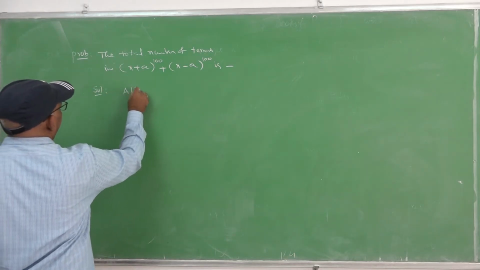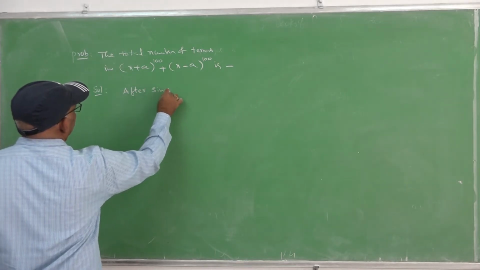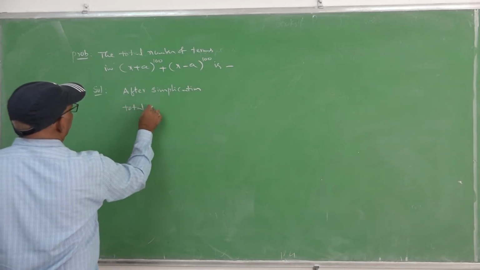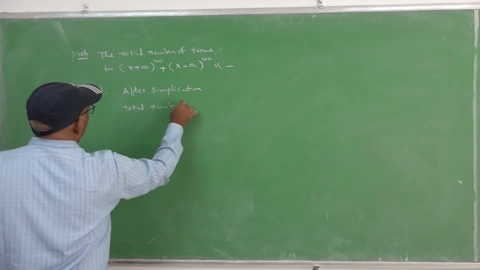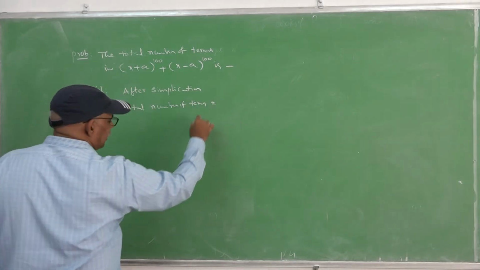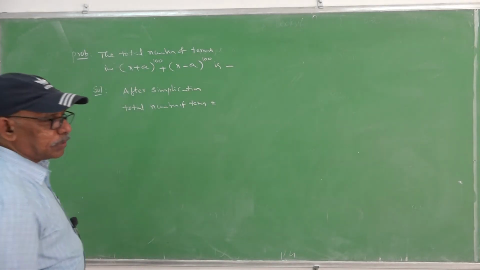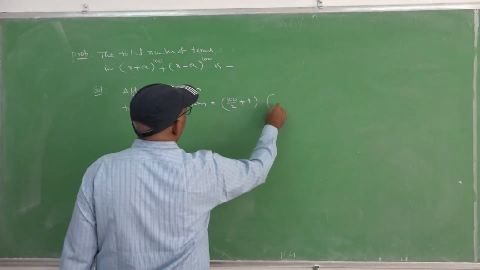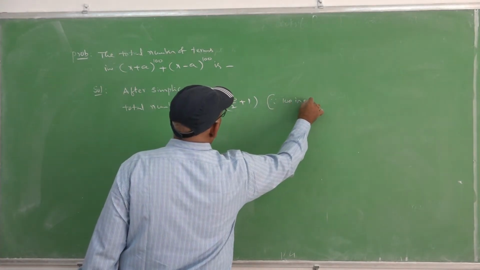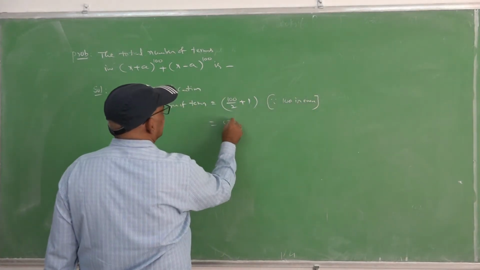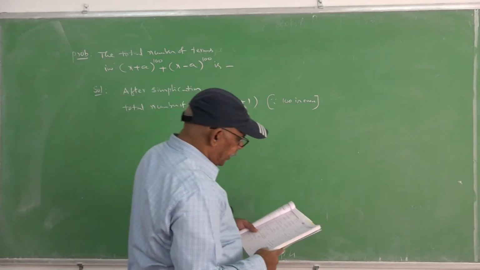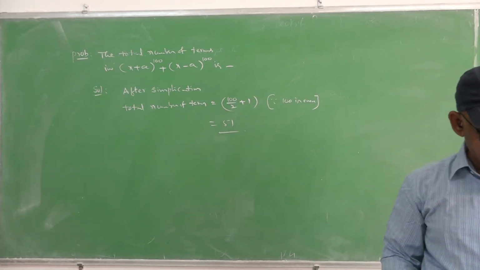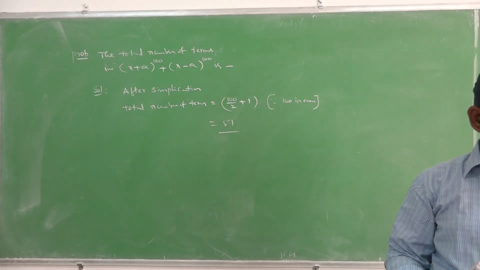After simplification, the total number of terms is 100/2 + 1, since 100 is even. That is 51 terms. Already the related point is given to you, hence it is 51 terms.